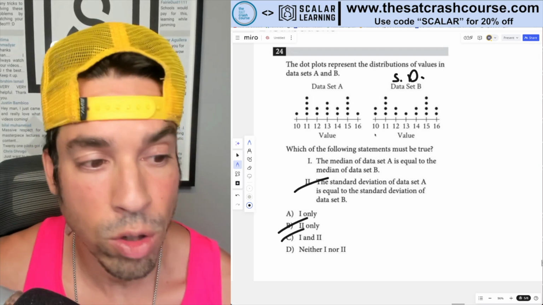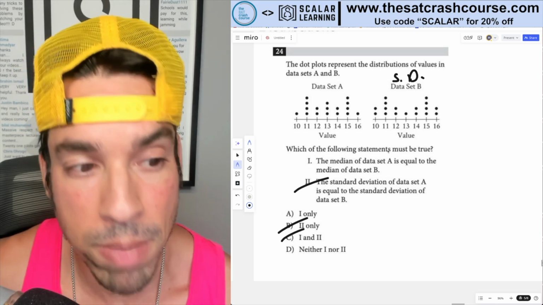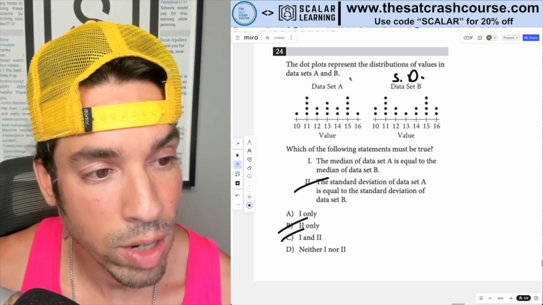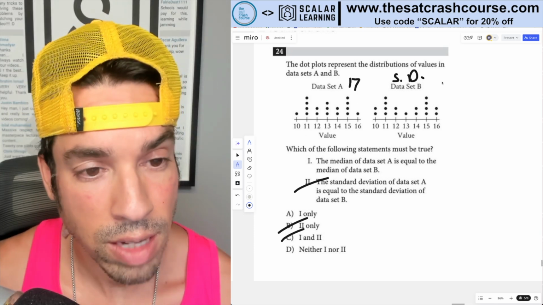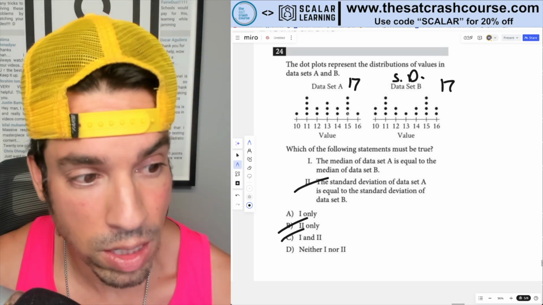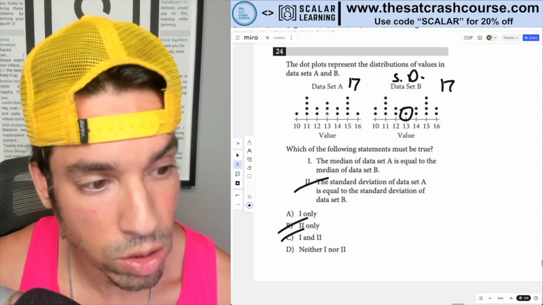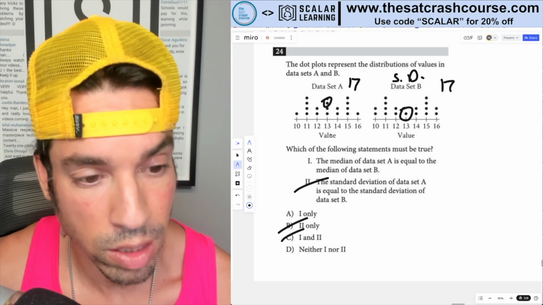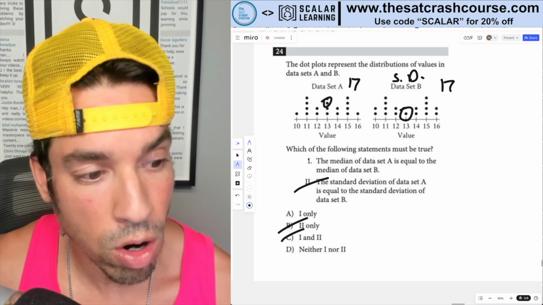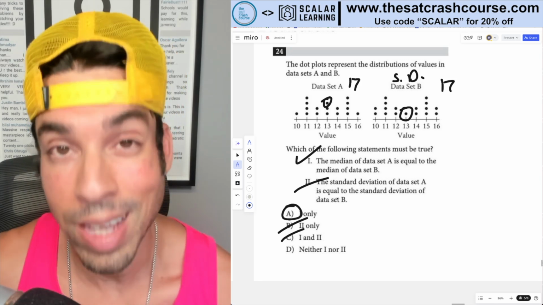By the way, this question is also asking about the median. We can assess the median. The median is always the middle value. In dataset A, we have 17 values, and same with dataset B, which means they have an exact middle, an exact median. And the middle value for this one is 13. The middle value for this one is also going to be 13, right? Which means that the medians are indeed equal. Therefore, 1 is true, not 2. That's how you do it.